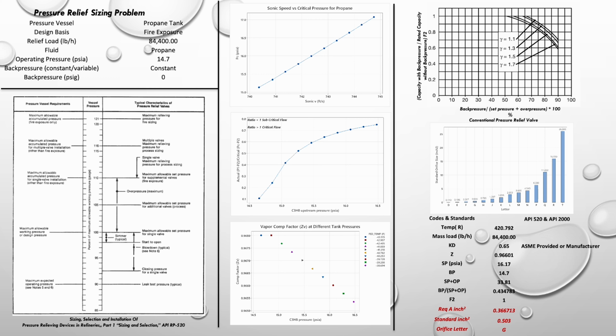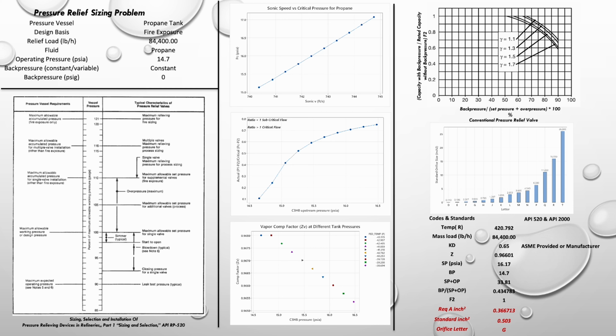And once you are coming up with this, you're going to see the calculations in the bottom. You have your temperature, you have the mass flow rate. Now, there is that KD. What is the KD? It's a coefficient of relief. And that either can be provided by the ASME or the manufacturer.